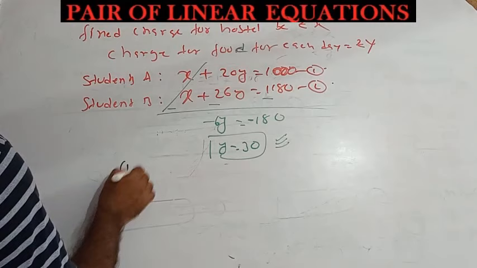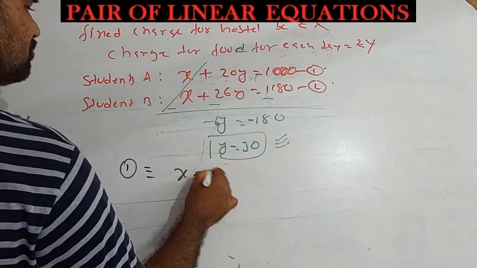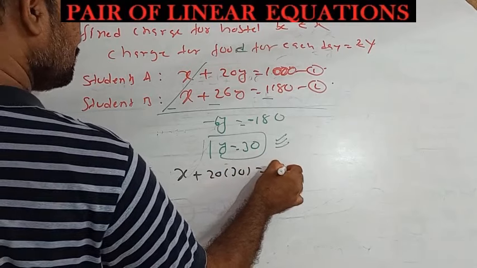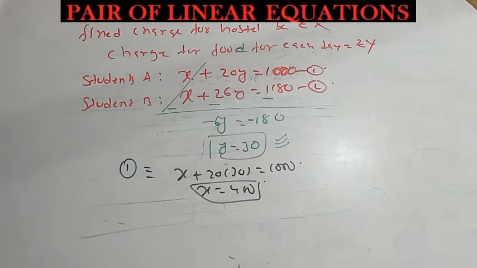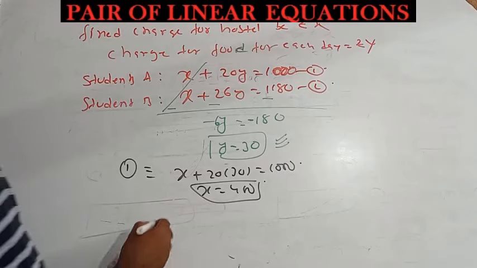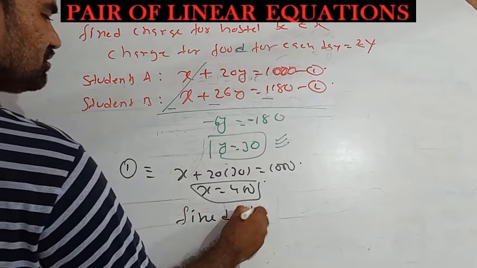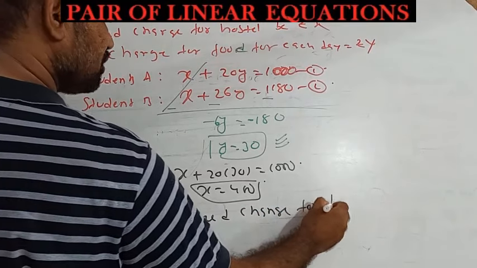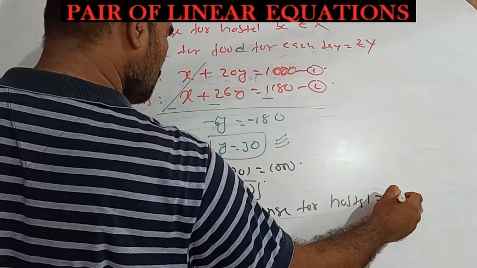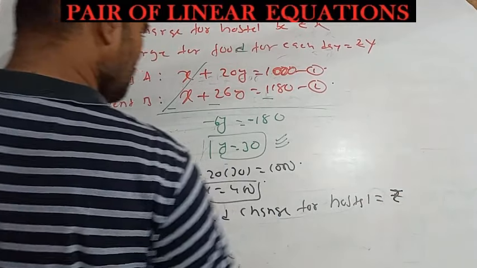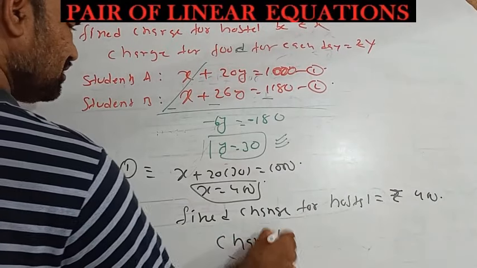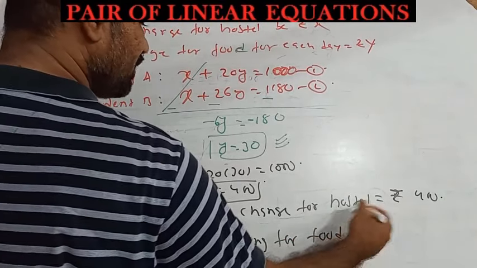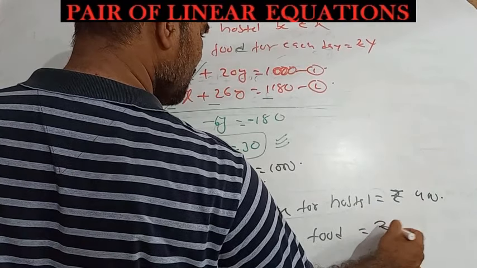So now I am using the first equation. x plus 20 into 30 equal to 1000. 20 into 30 is 600, x equal to 400. So the fixed charge for the hostel is 400. The charge for each day for food is 30 rupees. You need to write: fixed charge for hostel equal to rupees 400. Charge for food for each day equal to rupees 30.